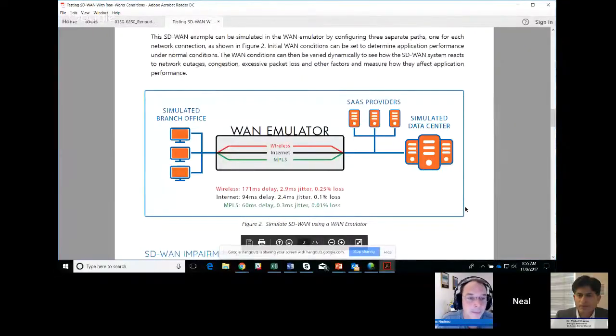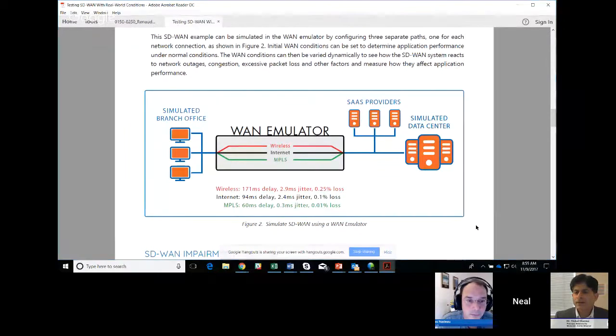So Neal, in the figure that you showed, maybe it will be useful to put that figure up again if you don't mind. Sure. I saw that you had simulated the 2 endpoints, the branch office and the data center. And what about the SaaS providers? Is that also simulated, or...? Sure.